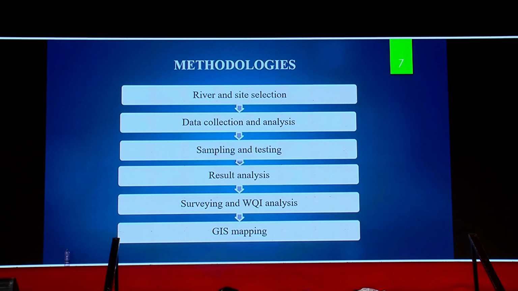Then we collected the samples from the different locations, and they were collected and stored at 4 degrees Celsius in order to prevent changes in the physical, chemical and biological parameters. After the analysis, we went for the tabulation, and after the tabulation, we calculated the water quality index and associated this data with the GIS technology for mapping.